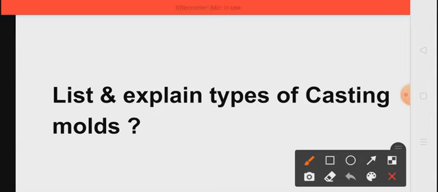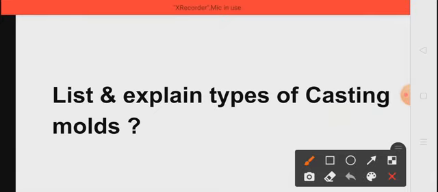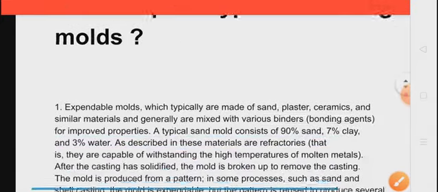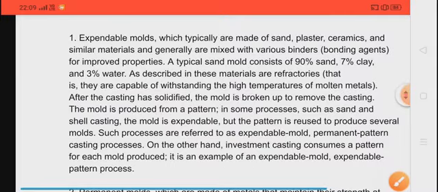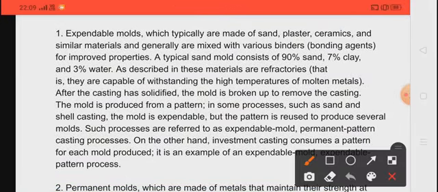Our today's topic is types of casting molds. Without wasting time, let us come on the topic. In the types of molds, the first type is expandable mold.